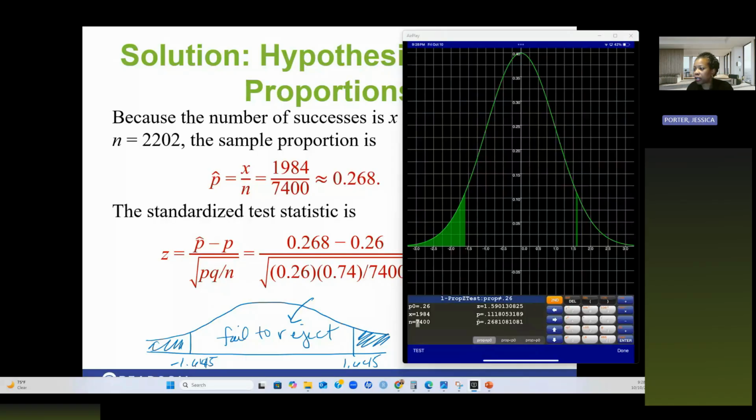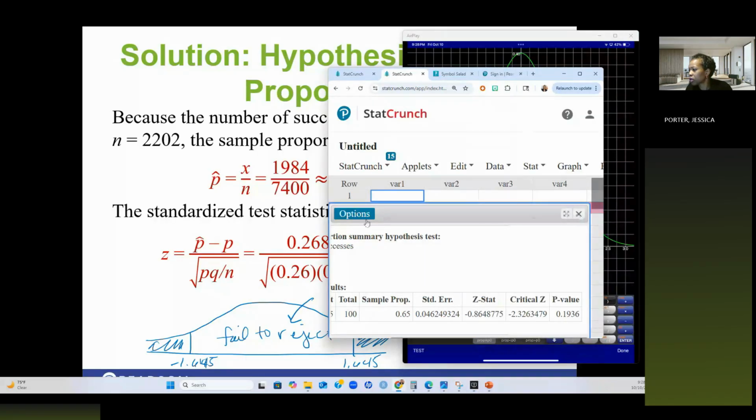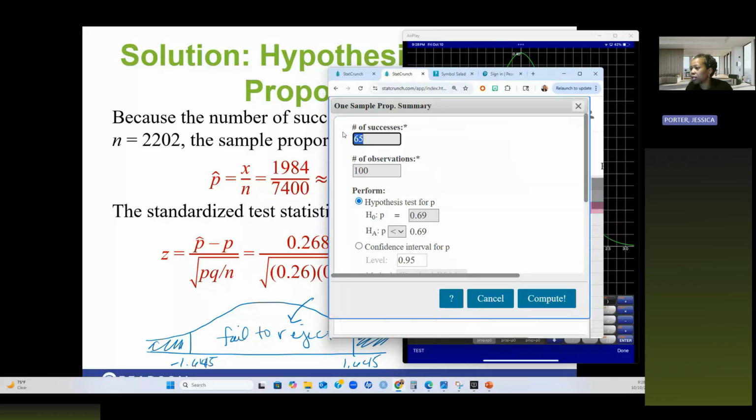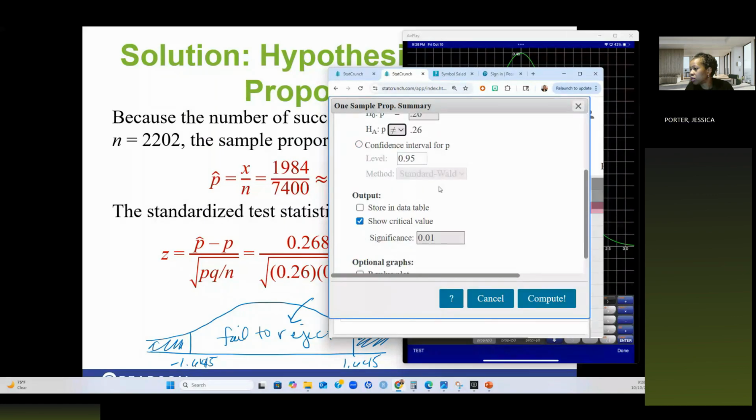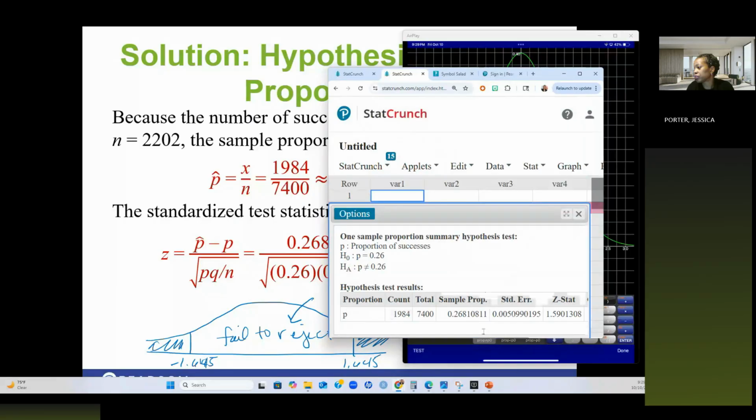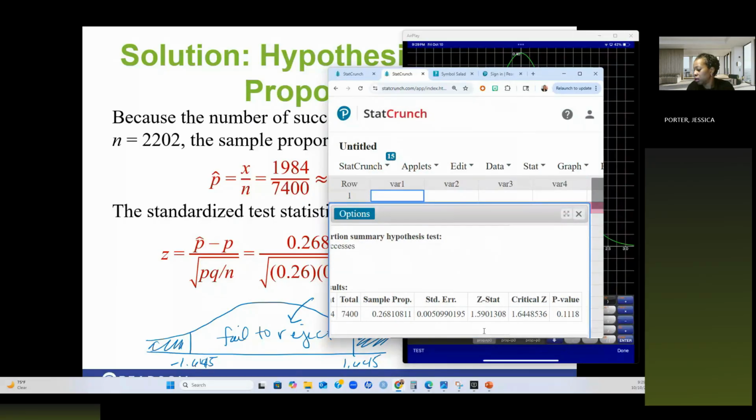Let's look at StatCrunch. I'm just going to edit the one that I have here: 1984, 7400, 0.26. It was a two-tail test, and I was at 0.10. The Z statistic is 1.59. We're comparing to 1.645, and the p-value is 0.118.